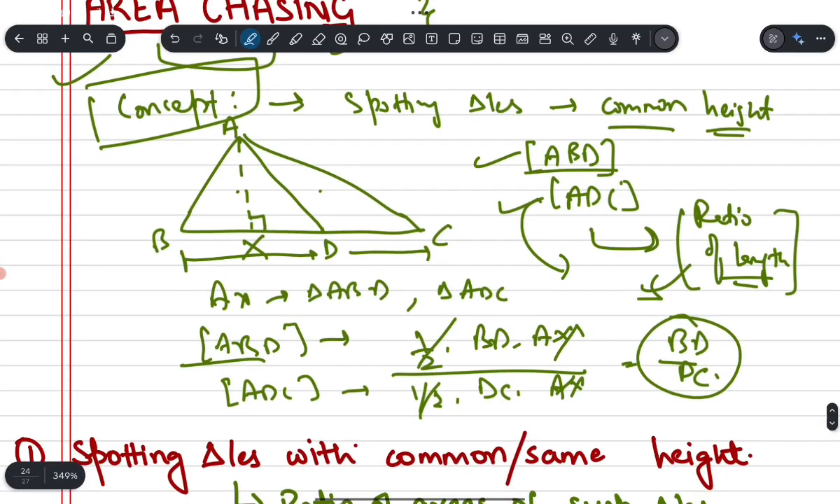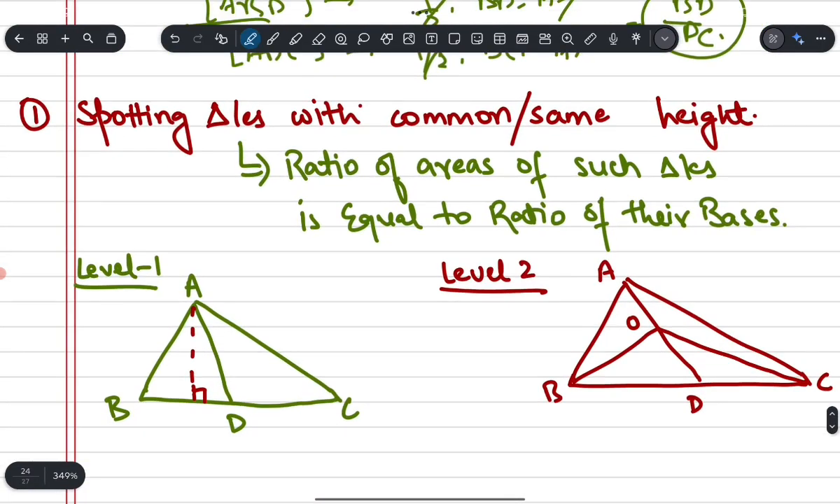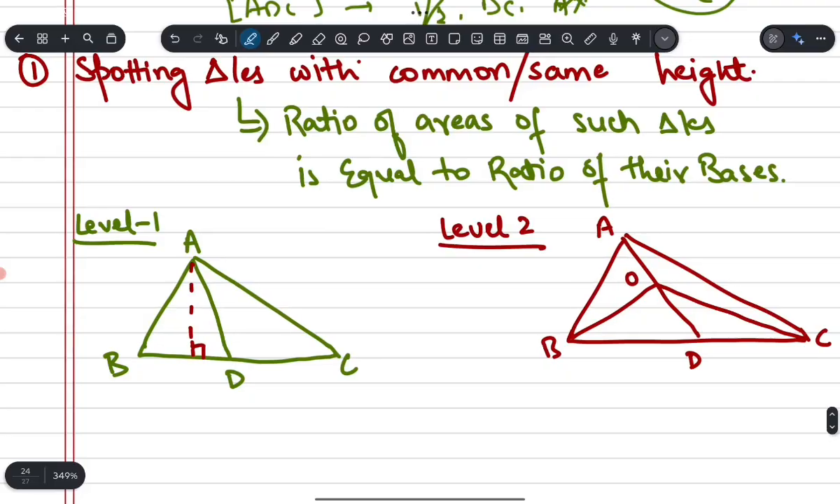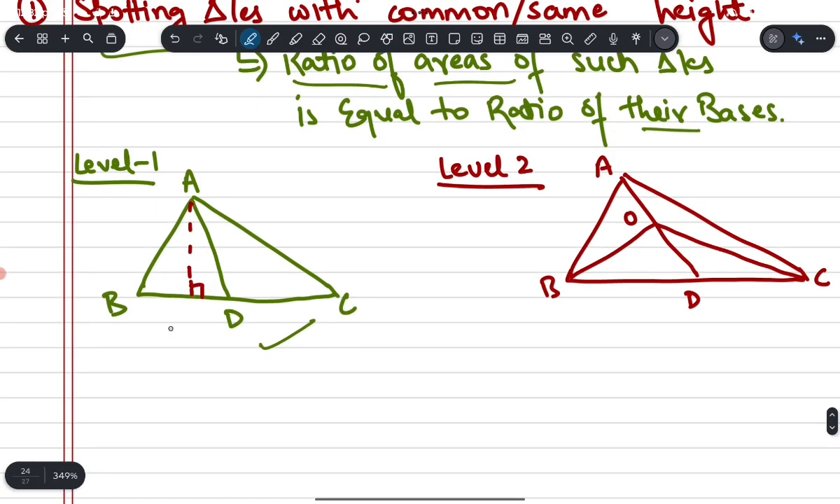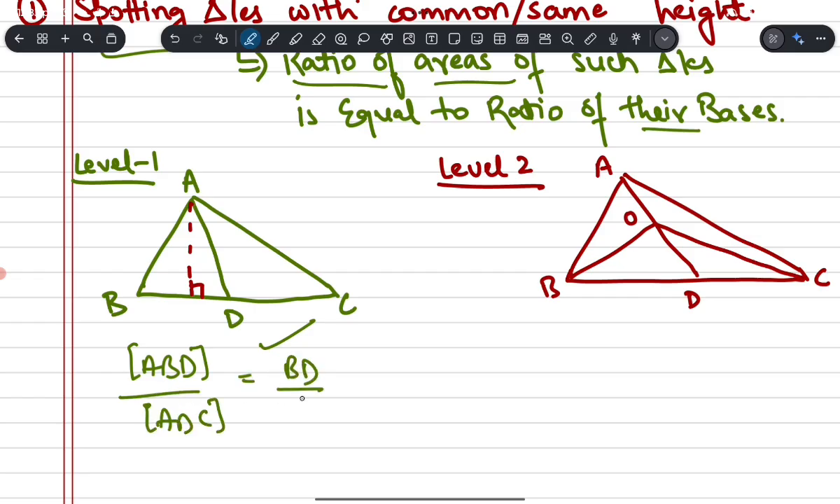So that is what we're going to generalize with this theorem that I've written here. But we have to first spot triangles with common or same heights, and then we conclude that the ratio of areas of such triangles is equal to the ratio of their bases. This is how. So this was level 1 that we were doing. I'll write here: ABD by ADC would be BD by DC.